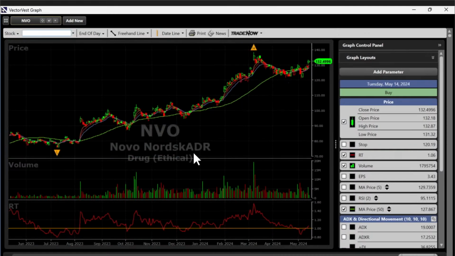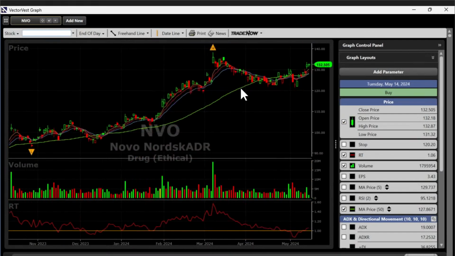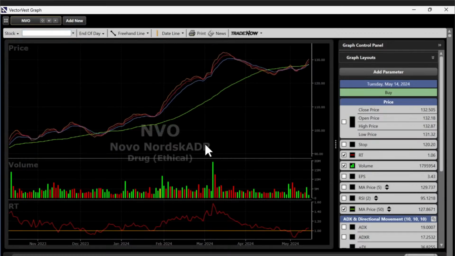So price of the stock, 50-day moving average in green, RT down at the bottom in red, which just has crossed above 1 recently, by the way. It's trending higher, which it needs to do over the last 3 days. It's just recently crossed above 1. I'm going to take price off for a second. You tell me, is what we see on the hard right edge exactly what we saw in a number of the examples that I just showed you, right?